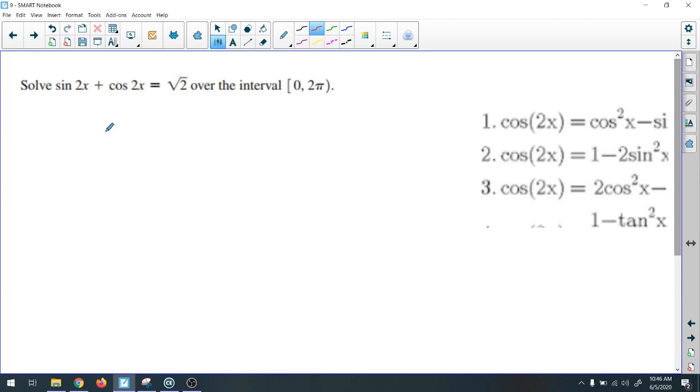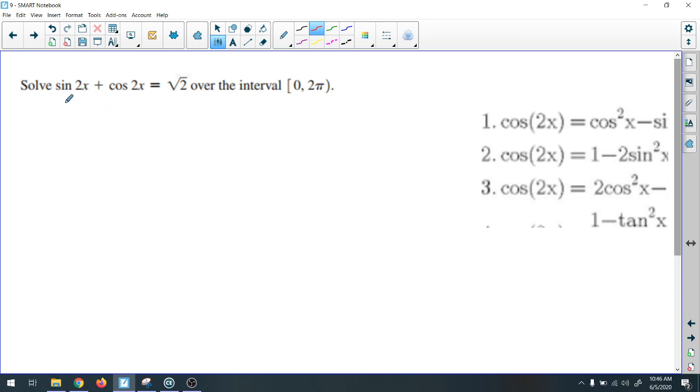Given this question, solving trigonometric equations: sine 2x plus cosine 2x equals square root of 2 over the interval from 0 to 2 pi. Sometimes you don't need to apply all the formulas that you see, like sine double and cosine double. So if you see this, this is my advice.